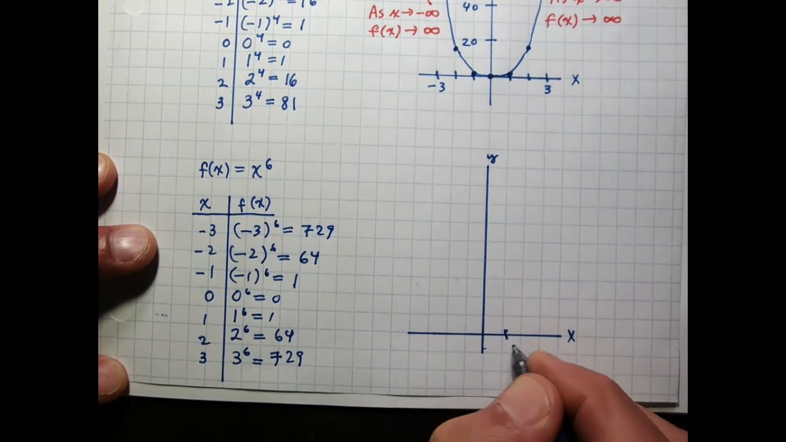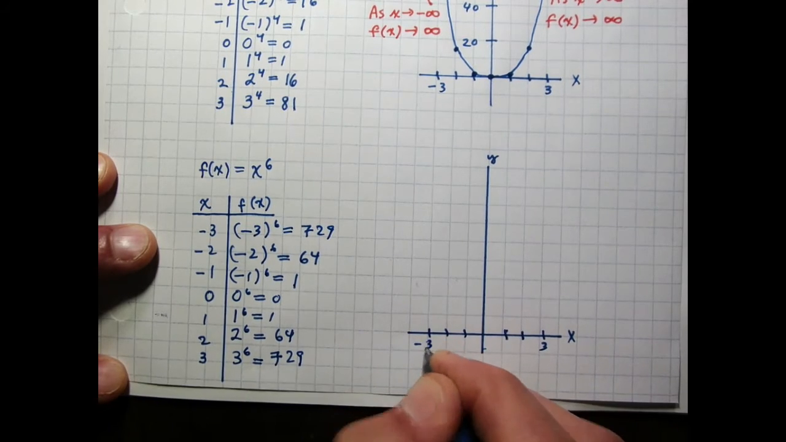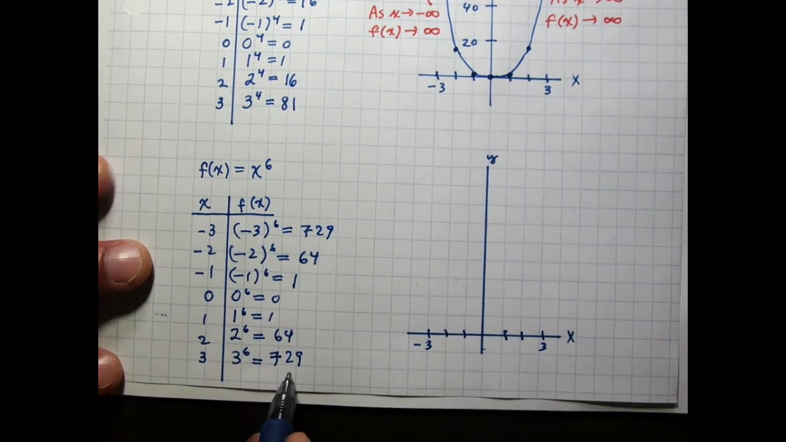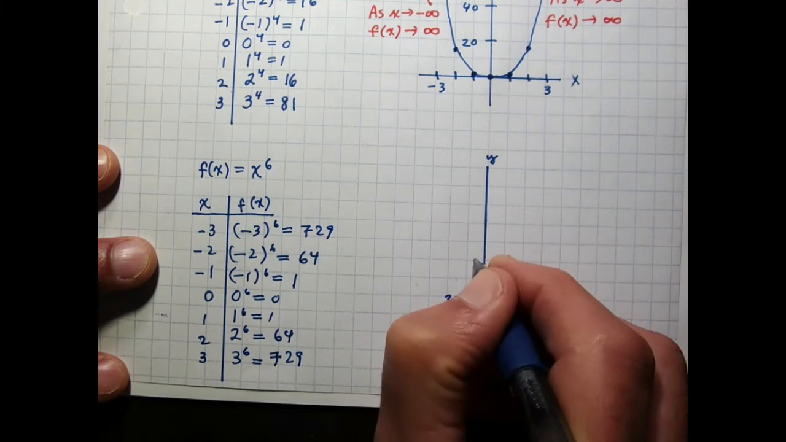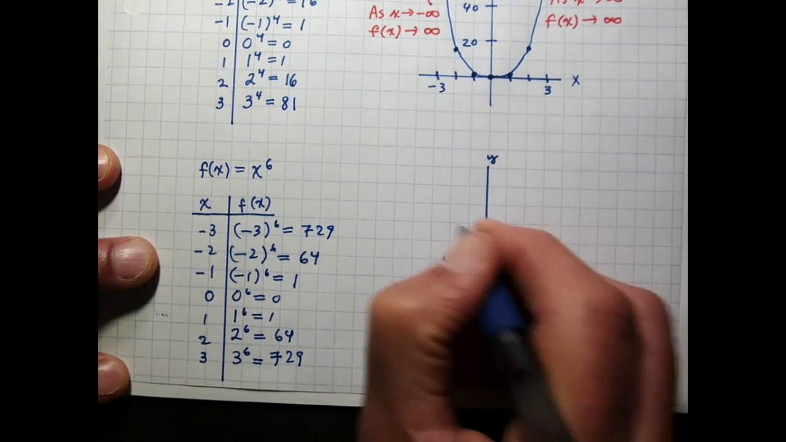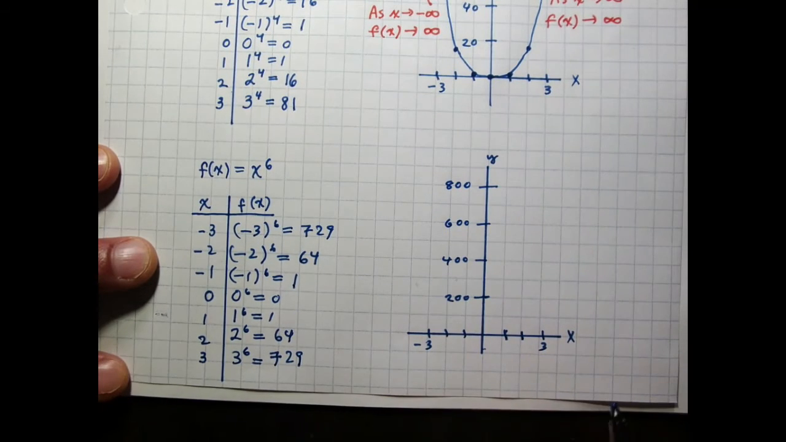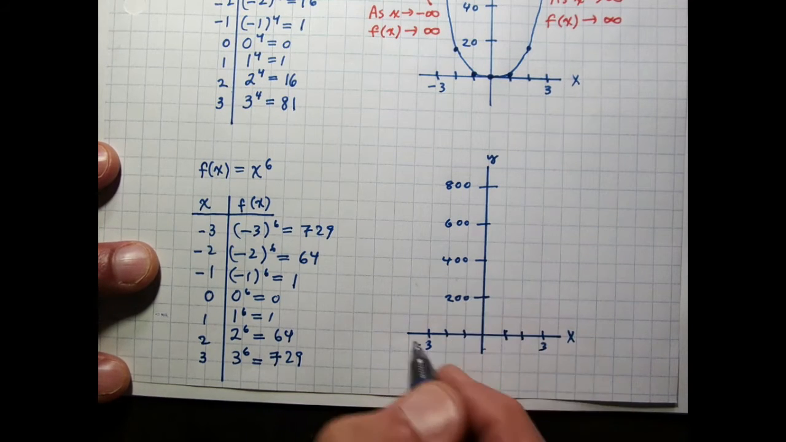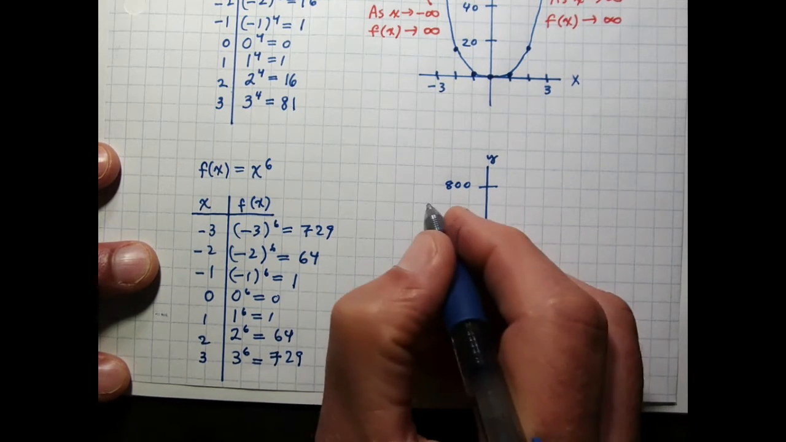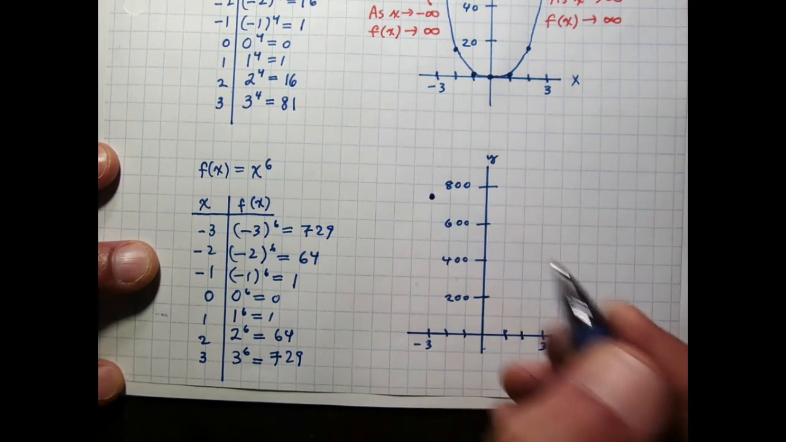So I can label my x-axis the same way as before. But now, if I want to squeeze in some of these values, I need to get all the way up to 729. So maybe I'll go 200, 400, 600, 800. So kind of a dramatic change in scale here, right, for the y-axis. And now let's go ahead and plot negative 3, 729. So here's negative 3, 729, just approximate.